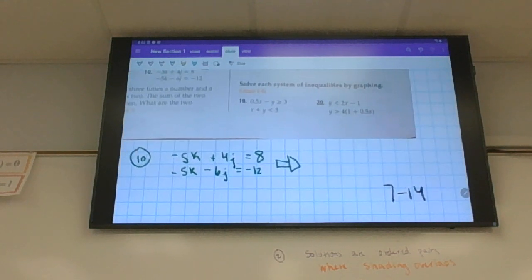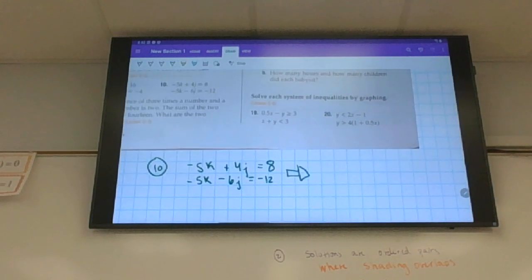Alright, I want to be able to add down in number 10, but I don't have opposites. Janelle, how did you create opposites here? I'm going to have to multiply this whole bottom by negative 1.